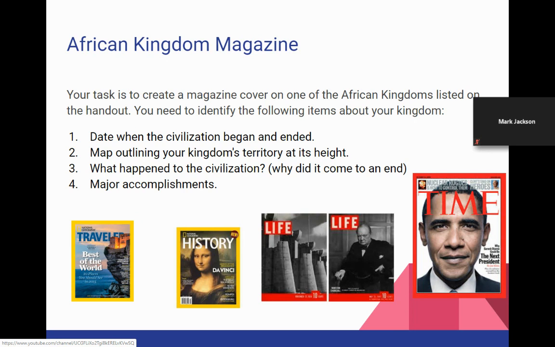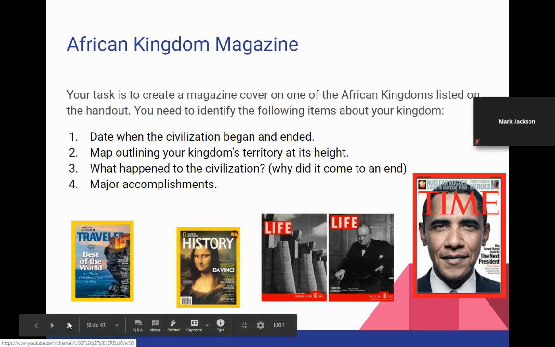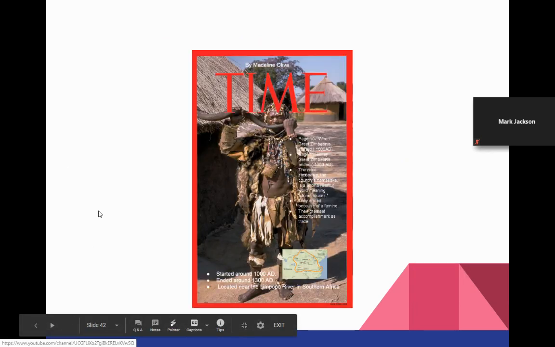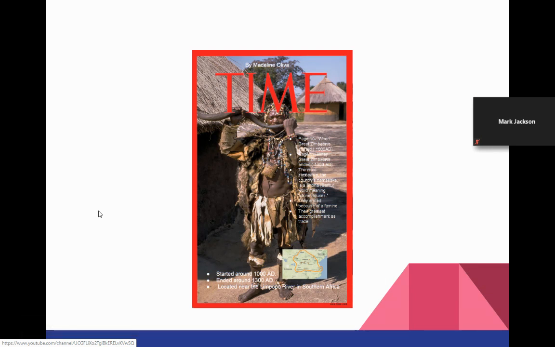Well, I want you to pick one of these African kingdoms, and I want you to design a magazine cover. Here are some examples of magazine covers of famous magazines. I want you to create a magazine cover that has a date when the civilization began and ended, a map outlining your kingdom's territory, and what happened to your civilization. Why did it come to an end? And their major accomplishments. Here's an example of an older one that a student did a few years ago.